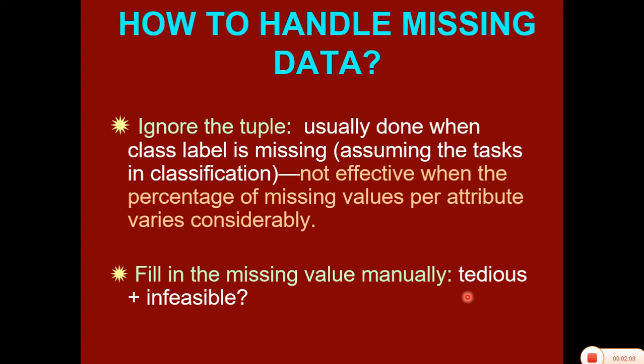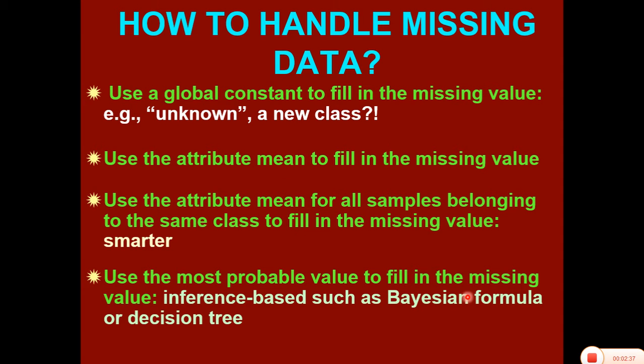So how to handle missing data? You are supposed to either ignore the tuple, because whenever you don't have the class label, you cannot retrieve the values, and it is not effective when the percentage of missing values per attribute varies considerably. So you are supposed to leave that record, ignore that tuple. Then filling the missing value manually is always tedious and infeasible. I will show one example of finding the missing data, and I will state what the disadvantage of filling that particular data is.